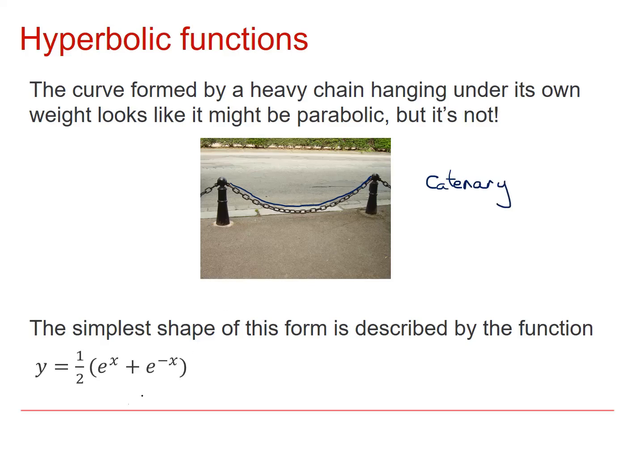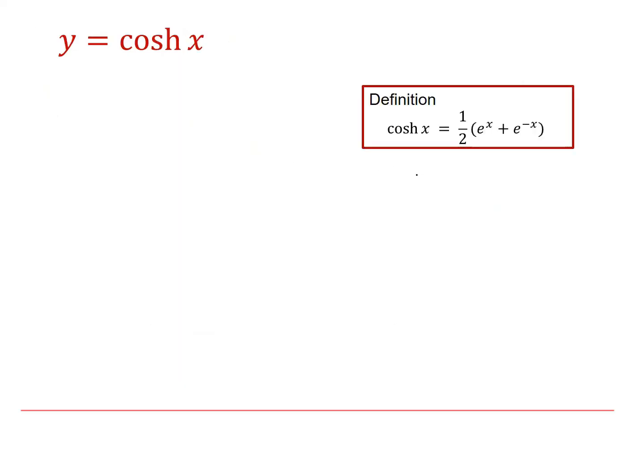The simplest form of this is y is equal to a half of e to the x plus e to the minus x. This is actually one of the hyperbolic functions, and as a family of functions they're similar to trig functions in the way they behave sometimes. The next slide will show you that this one is cosh of x, the hyperbolic cosine.